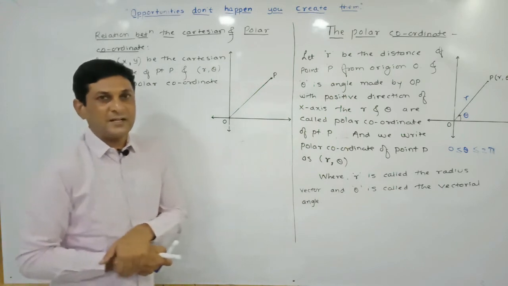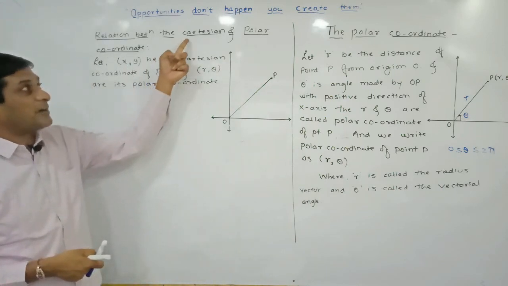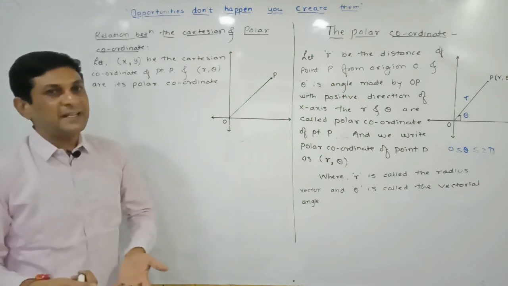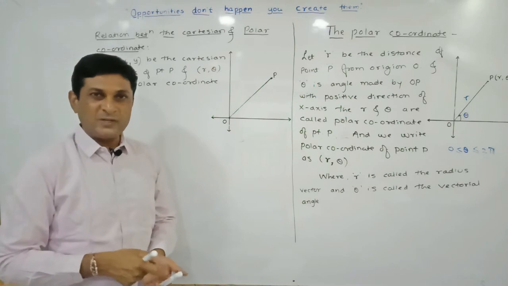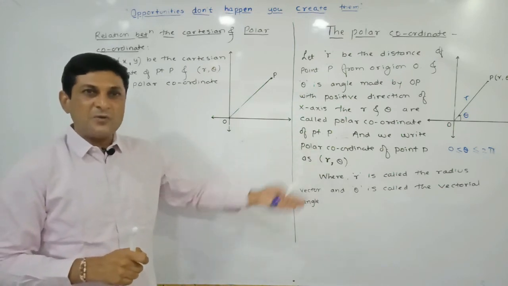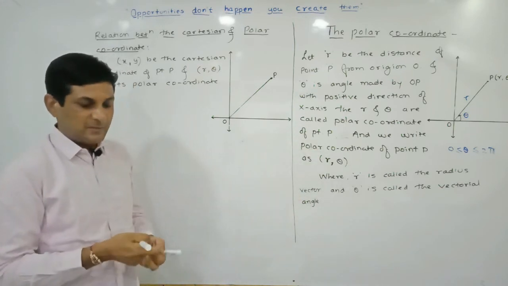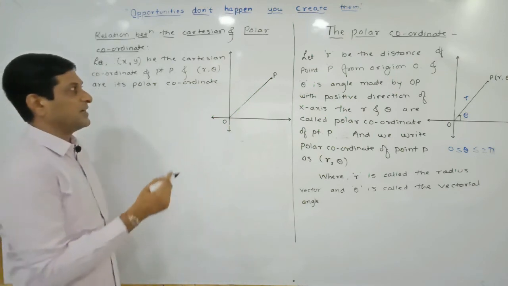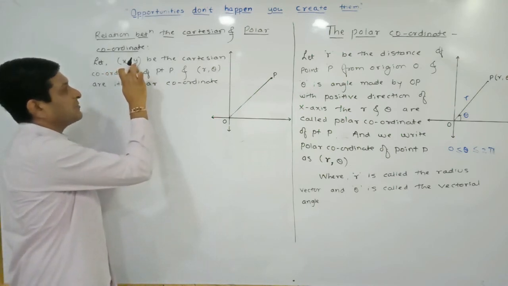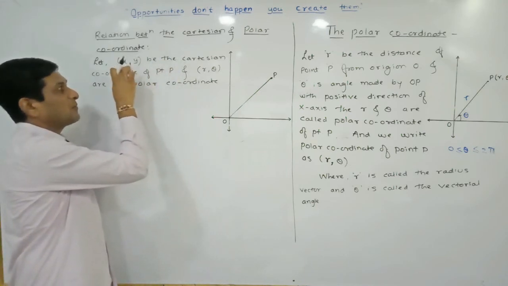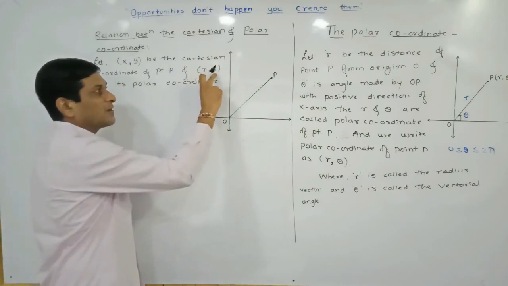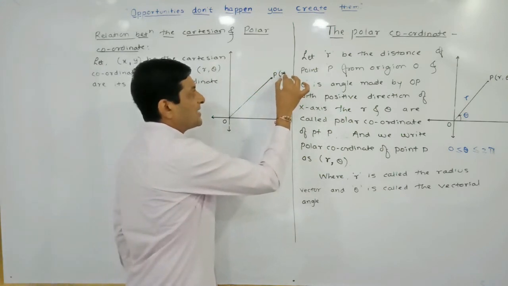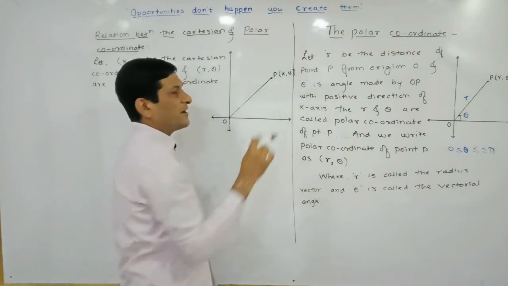Now we are finding the relation between Cartesian and polar coordinates. The Cartesian coordinate system we have studied in 9th standard and in 10th standard in detail. Now we have introduced the polar coordinate system, and we are finding the relation between the two. So we denote the Cartesian coordinates of a point by (x, y), and the polar coordinates by (r, theta).